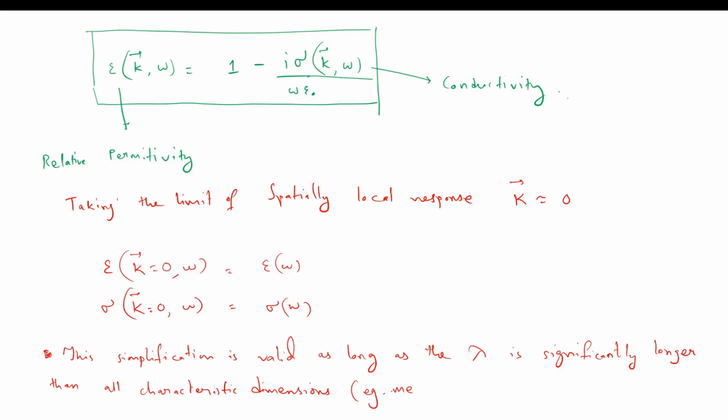For example, what is this characteristic dimension? It means that the electrons are actually moving in a random motion, right? So this lambda has to be more than the mean free path of that random motion.